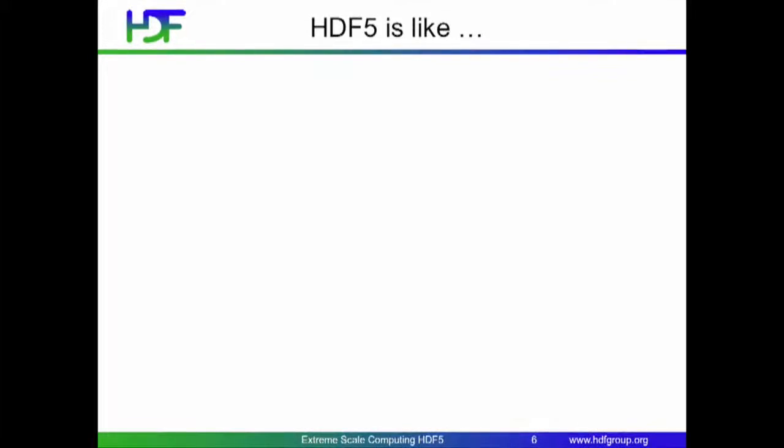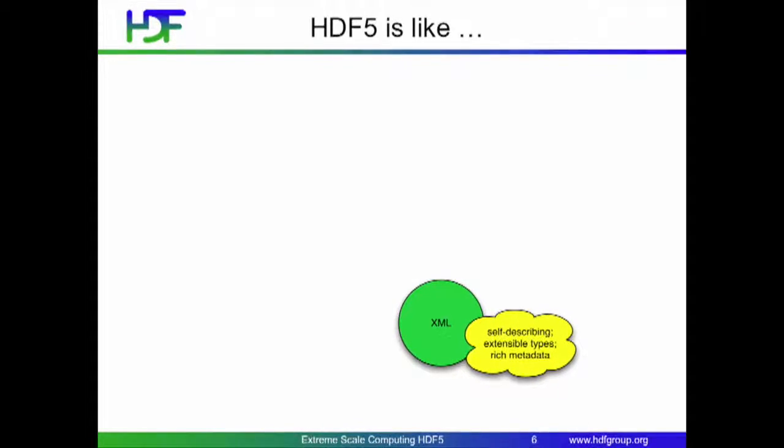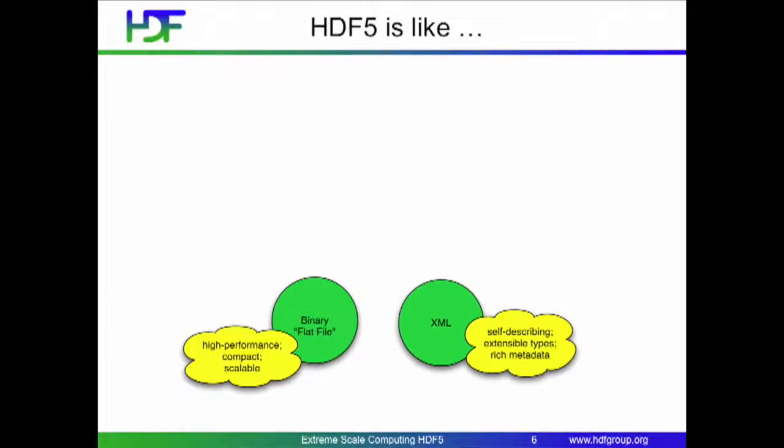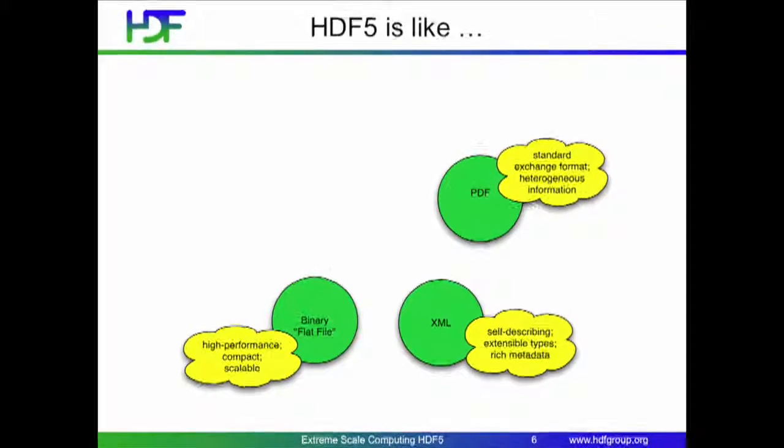So what is HDF5 like? It's very similar to XML. It's self-describing. You can use extensible types. It has rich metadata that you can use to describe the data that you have in the file. You can also include binary parts for high performance. You can compress them. It's scalable. It's also very portable, like a PDF. So it's standardized. You can take it from one computer to another and still read the file.